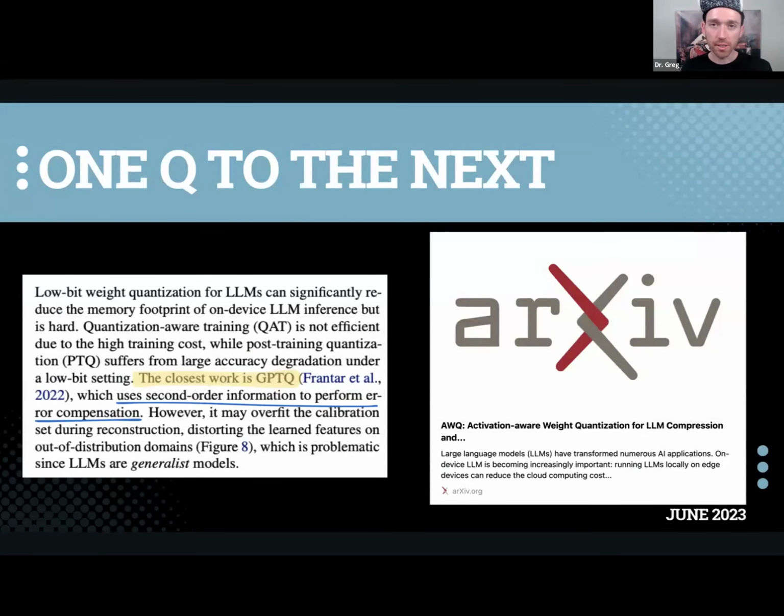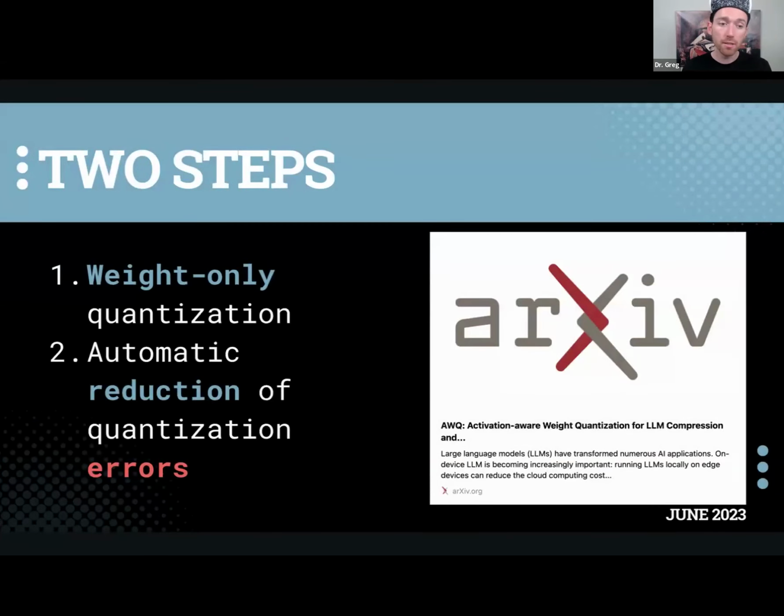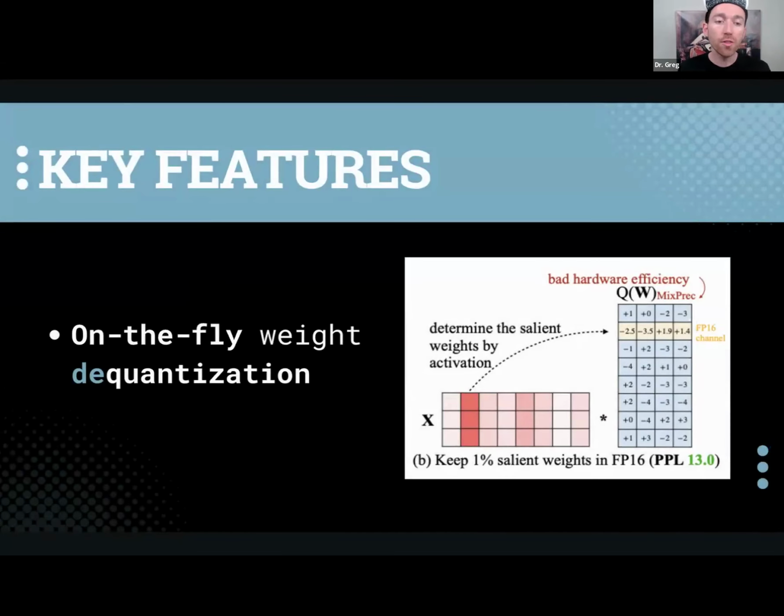And so the closest work to this, as they said in the paper, is GPTQ, basically seven months later, June 2023. It's two steps. They do a weight-only quantization, right? And then they do an automatic reduction of quantization errors using activation information: activation-aware weight quantization, AWQ. So they do this so-called on-the-fly weight dequantization. They're figuring out which ones matter, determining the weights that matter by looking at the activations. And then they're keeping the ones that are really like, oh man, those are some chonky activations, let's keep those in higher precision. But then they have this mixed precision problem that they have to solve.